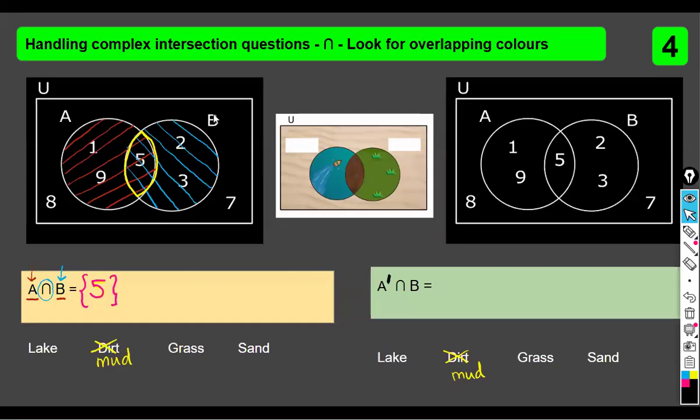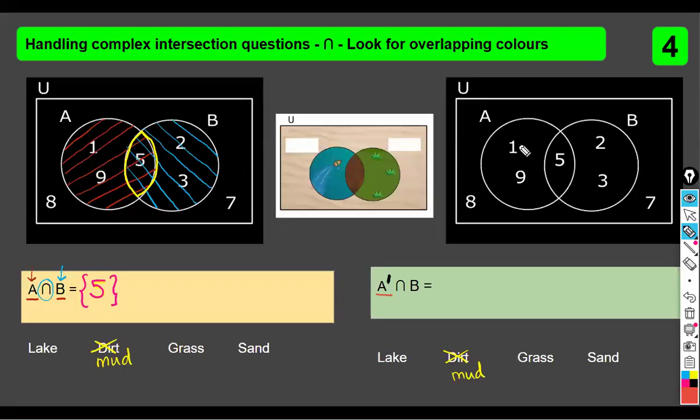Let's work it out together. Everyone grab their red ink, right? The first thing we're going to do is shade who is not A. Remember, this is A complement, right? Who is not A? Everyone outside the A circle is not A.